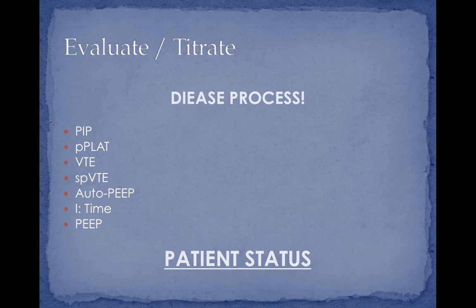So when we have these settings, we're going to evaluate and we're going to titrate. In volume-based ventilation, you're going to look at a peak inspiratory pressure and a P-plat. Those are going to tell you resistance in the airways and the tubing and the vent circuit. And the plateau pressure, of course, is going to tell you lung compliance. You're also going to measure an exhaled tidal volume. And when you're in SIMV, you're going to measure a spontaneous exhaled tidal volume, or SP VTE.